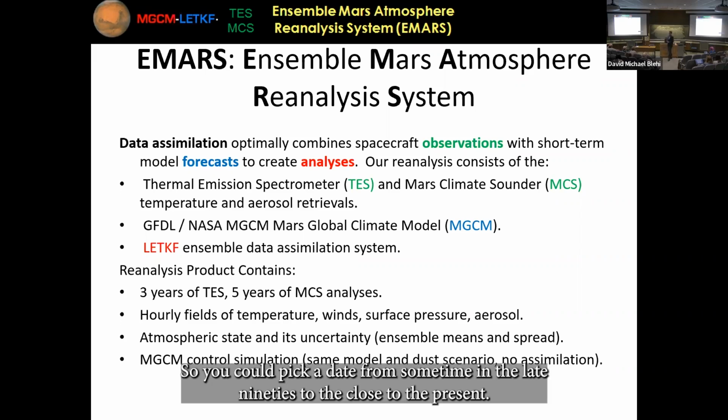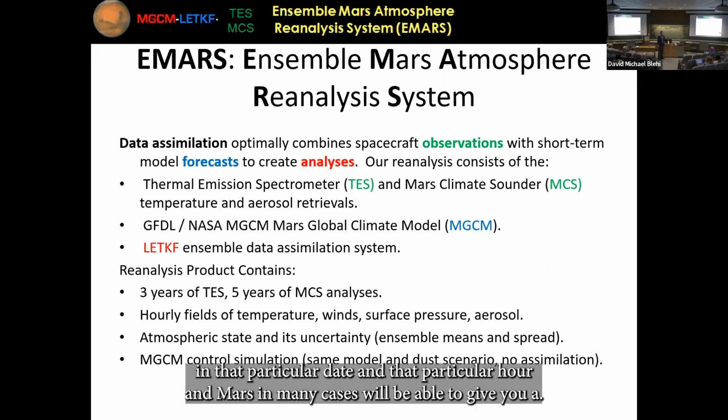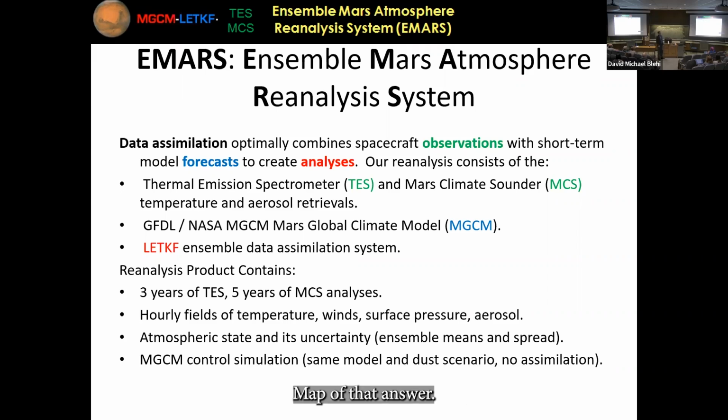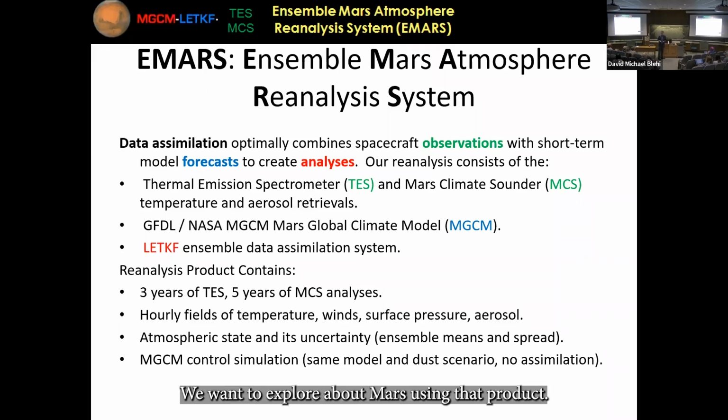So you could pick a date from sometime in the late 90s to close to the present, so maybe through many of your lifetimes, and say, what was the weather like on Mars on that particular date, on that particular hour? And EMARS, in many cases, will be able to give you a map of that answer. So that's why we make this product. We can then explore some of the fundamental science questions that we want to explore about Mars using that product.